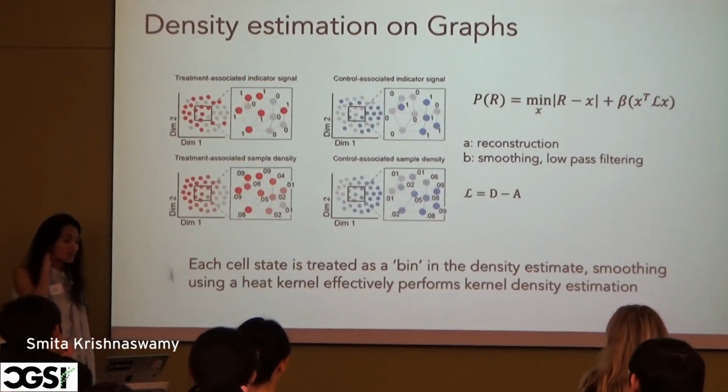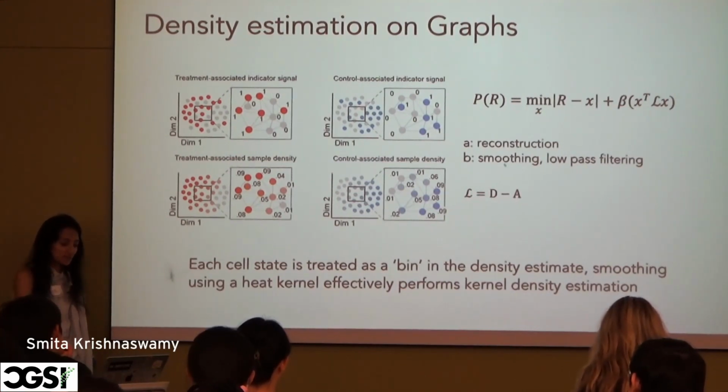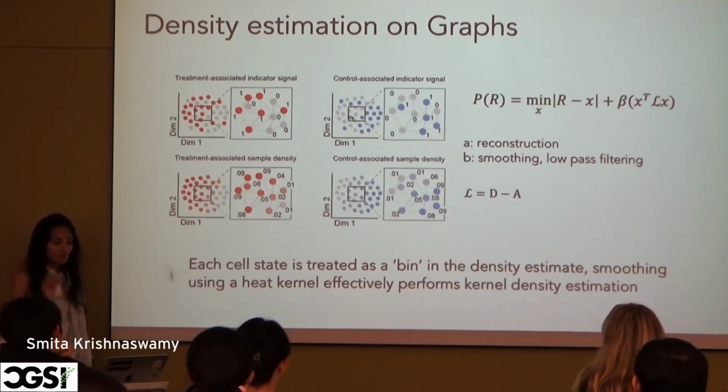So how do you do density estimation on a graph? You can do what's called a kernel density estimation by, again, applying a certain kind of filter to a graph. So basically, what we end up doing is we take both sets of data, create a joint data graph from it, and then we place indicator signals. That's a 1 in this signal every time the cell comes from condition 1, and a 1 in this signal every time the cell comes from condition 2. So you have 2 indicator signals.